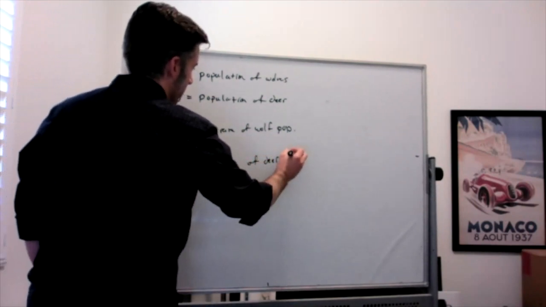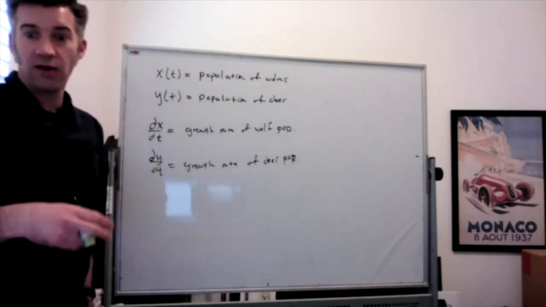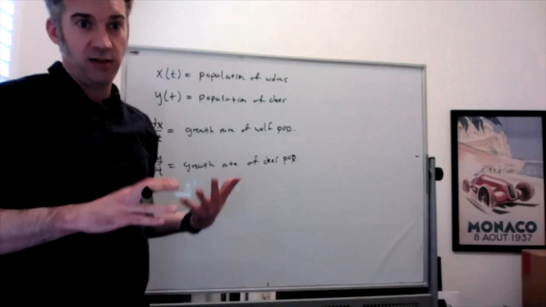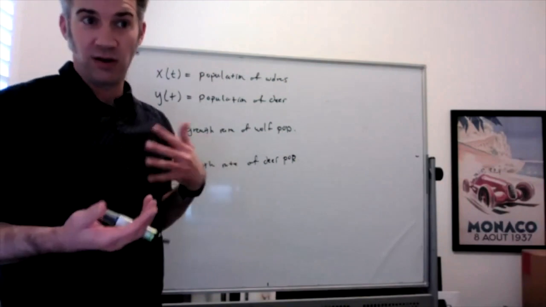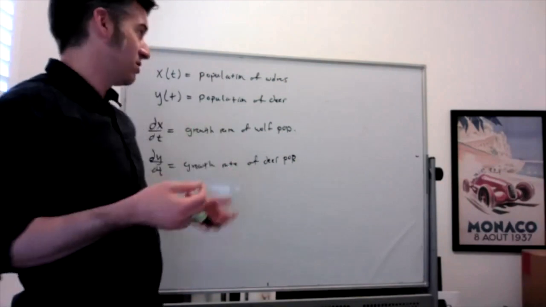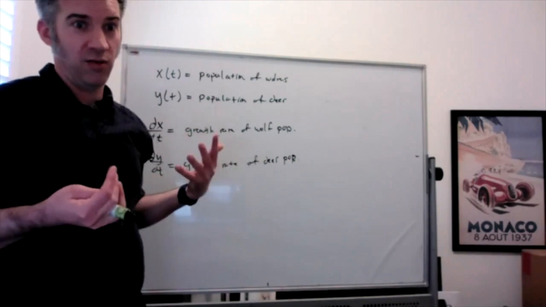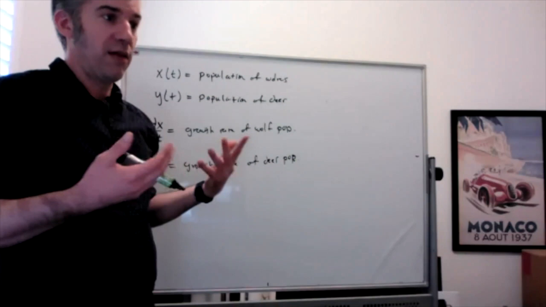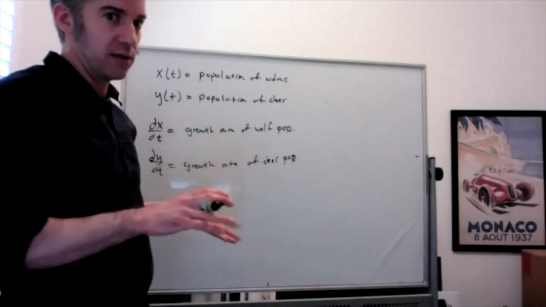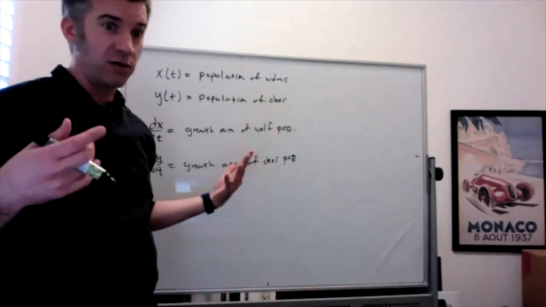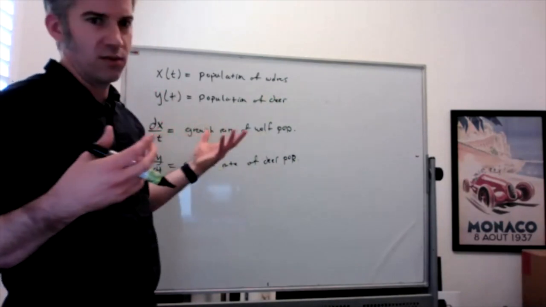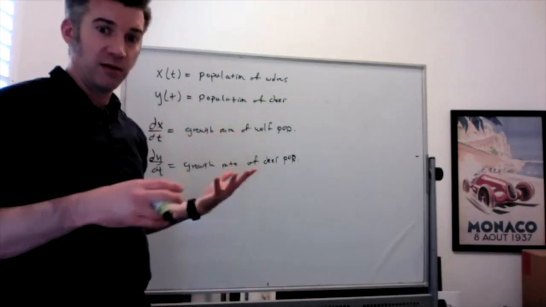Now, the thing about these is that they're interdependent. The wolf population depends on how many deer there are, and vice versa: the deer population depends on how many wolves there are. If there's a lot of wolves and not very many deer, the wolves aren't going to have a lot to eat, so they're going to die off, possibly allowing the deer to grow. Or vice versa: if there's too many deer and not very many wolves, the wolves are going to kill a bunch of deer.